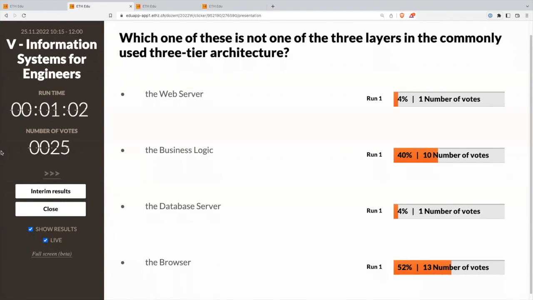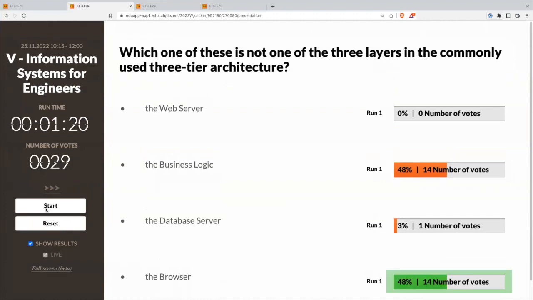We have a majority, but it's not a clear majority between the business logic and the browser. Oh, something's happening. Is there a flip? Ah, there is a flip. Well, I have bad news. It's the browser that actually is not considered part of it.